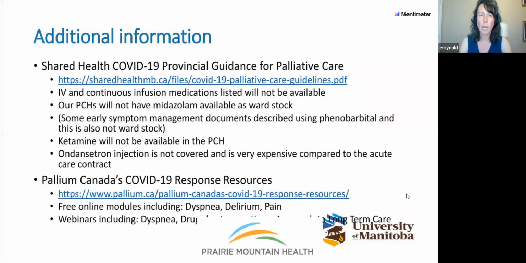And in this section, they talk about ondansetron injection for nausea and vomiting. And just something important to keep in mind that probably none of us would be aware of is that ondansetron injection is not covered in the PCH setting and is very expensive compared to the contract we have for the acute care medications. I don't understand it, but that's the way it is.